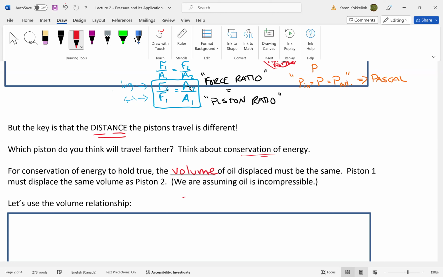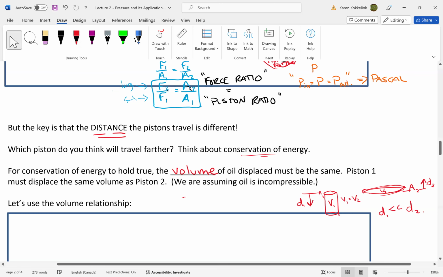So piston 1 with its teeny tiny cross-sectional area must displace a certain amount of volume. Piston 2 with its huge cross-sectional area must displace the same amount of volume, so it must not have to travel very far to do that. V1 has to equal V2. So distance D1 is much greater than distance D2, in order for conservation of energy to hold true.